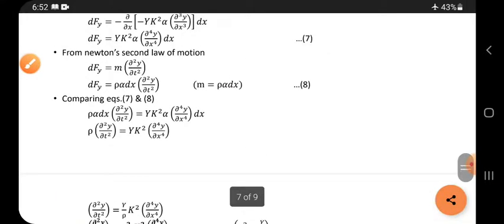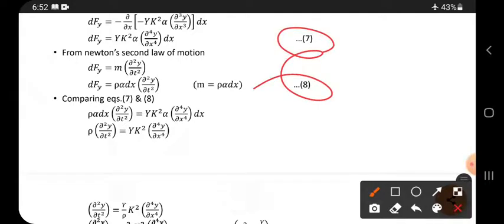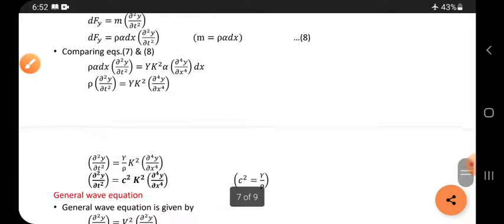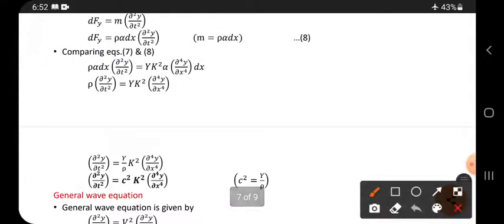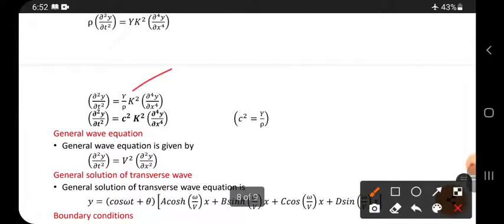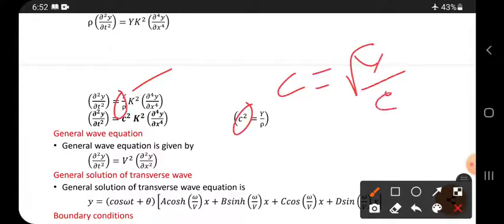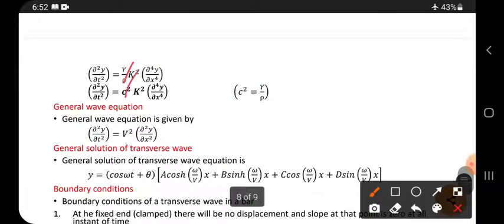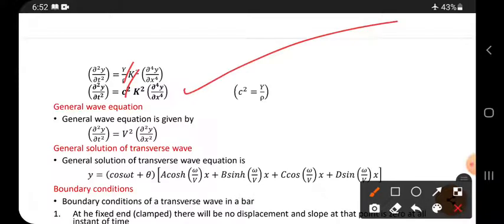Now comparing the 7th and 8th equations, dFy on both sides, these two sides are also equal. Here alpha dx gets cancelled and the remaining is the same. Y k square, and rho we bring to this side. Then what happens? Y by rho k square. We know Y by rho can be written as c square, or c is equal to the square root of Y by rho. So c square is just Y by rho. That is why c square is written in this place. So this is the wave equation for transverse waves in a bar.